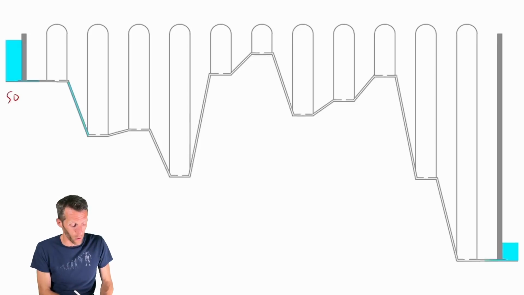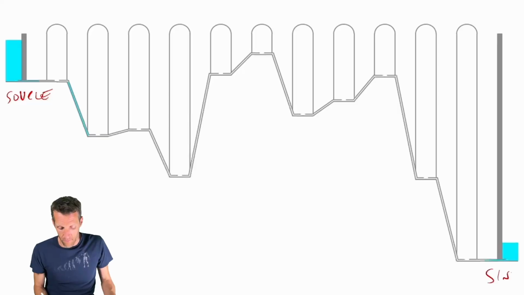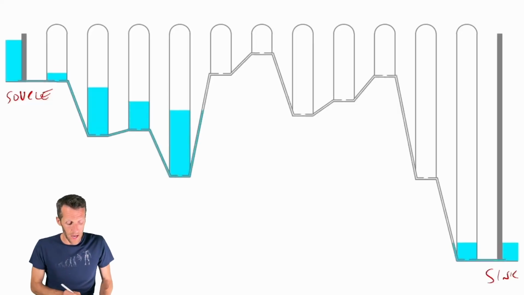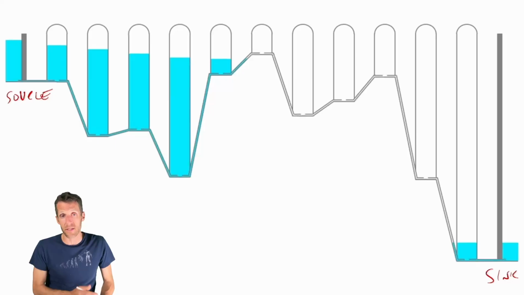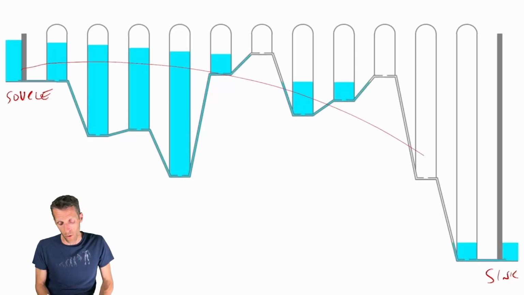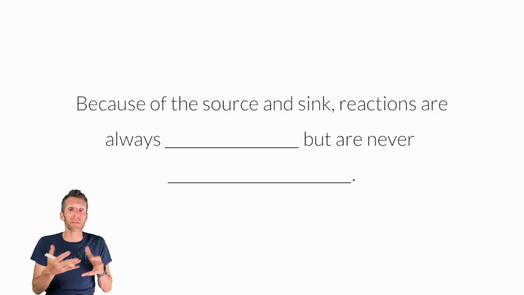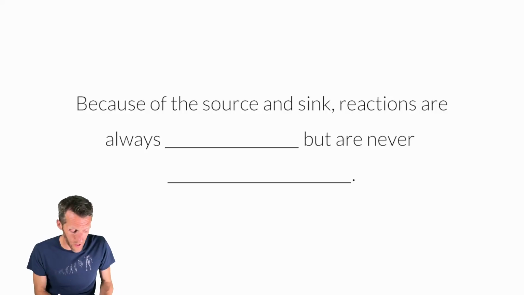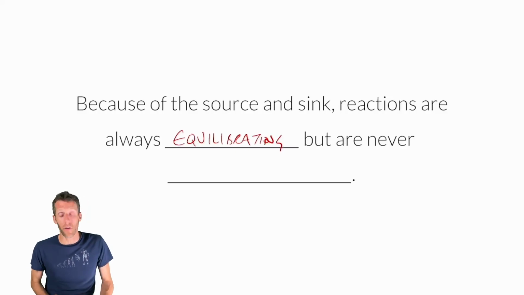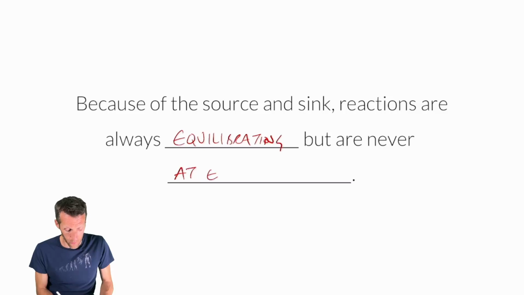So this up here would be our source. It's a reservoir, say, full of water. And then this would be our sink. This is where the water is flowing to. And in metabolism, what we see is basically this process of material always continuously flowing source to sink, whatever weird stuff is happening in the middle. And the reason that's important is because of the source and sinks, reactions are always equilibrating, but are never at equilibrium.